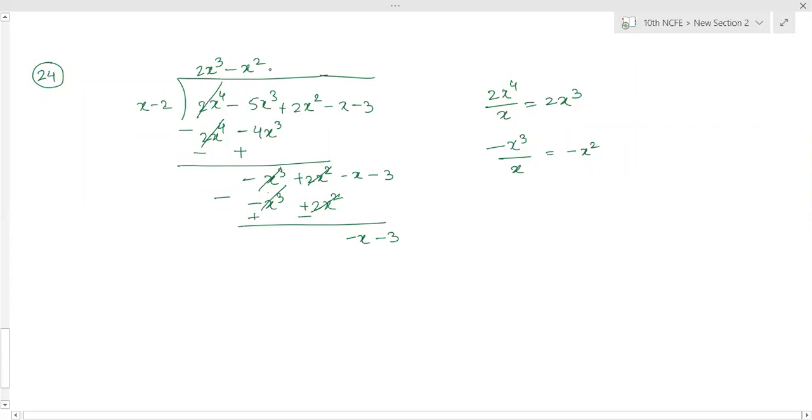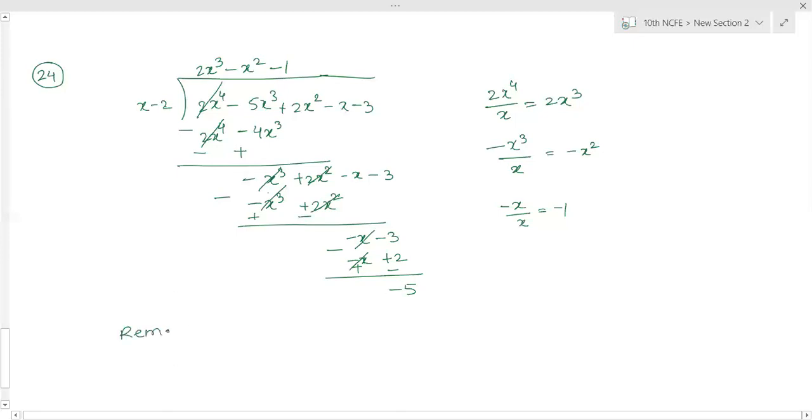Minus x cube. With which you have to divide minus x by x. What is the answer? It's minus 1. So it is minus x plus 2. Minus, this is plus, this is minus, this gets cancelled. Minus 3 minus 2 is minus 5. So the remainder is minus 5.